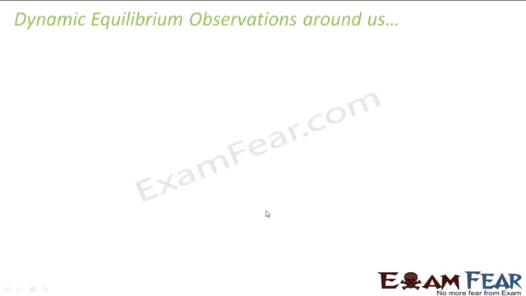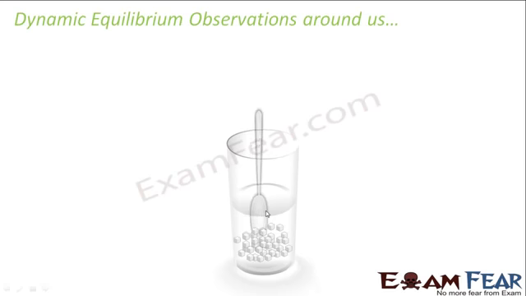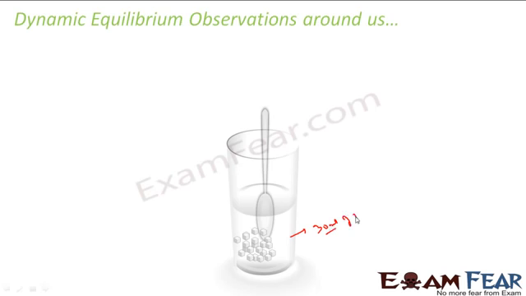Let's take a simple observation around us which has a dynamic equilibrium concept at play. For example, this is my glass of water, plain water, and I add, let's suppose, 2 teaspoons of sugar, and I mix it. If you mix it, you'll find that some of the sugar is gone, but some of the sugar is still there. Even if you add more sugar, it won't get dissolved. Only a certain amount of sugar gets dissolved in, let's suppose, 30 ml of water.